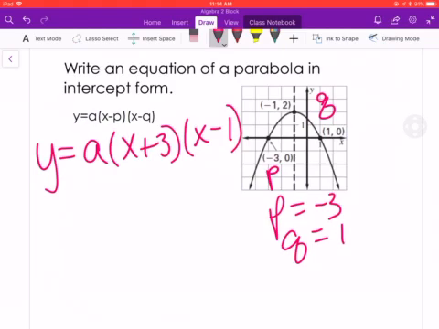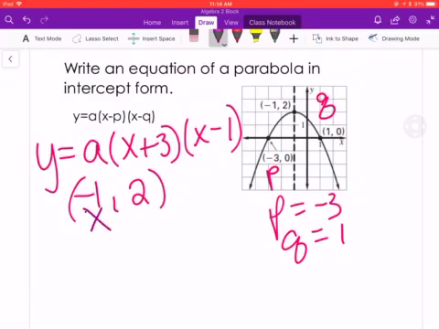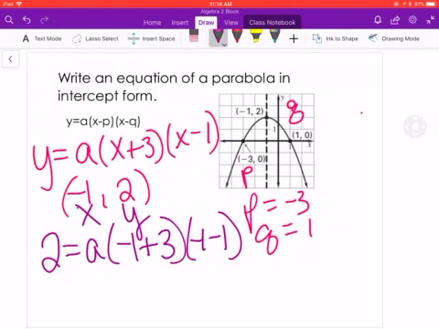Then I'm going to choose another point, an XY point, and you can choose any point you want except you can't use the X-intercepts because those have already been chosen. So I'm going to use the vertex there as -1, 2. Now this is an XY point, so we have -1 is X and Y is 2. And I know that this point is on the parabola. So I'm going to plug in 2 for Y, and I'm going to plug in -1 for X. So I get 2 equals A times -1 plus 3 times -1 minus 1. And then I can go ahead and solve that for A.